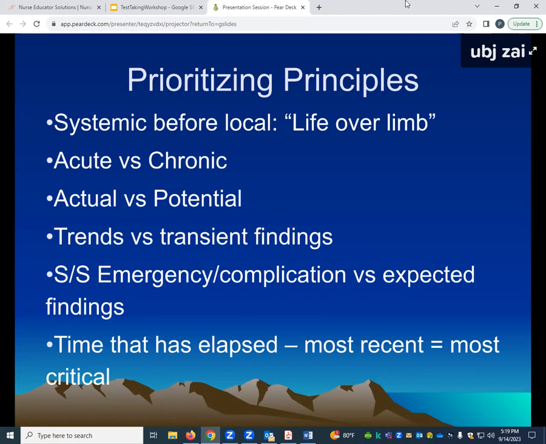Look for trends rather than focusing on transient findings. Trends would be if you've got an increasing blood pressure or decreasing blood pressure, increasing heart rate, not just an isolated heart rate or blood pressure.